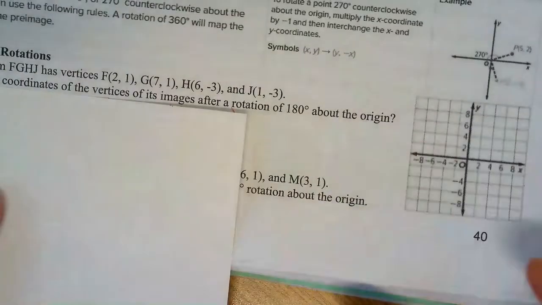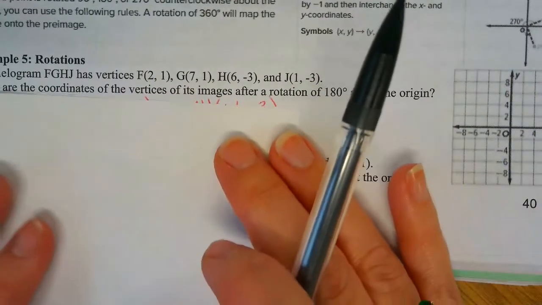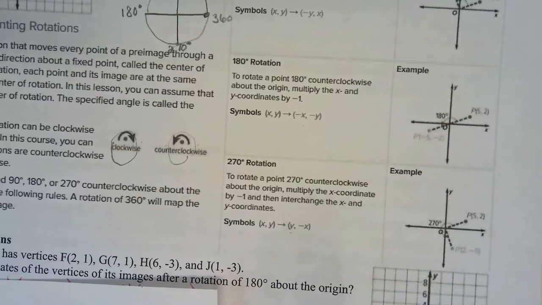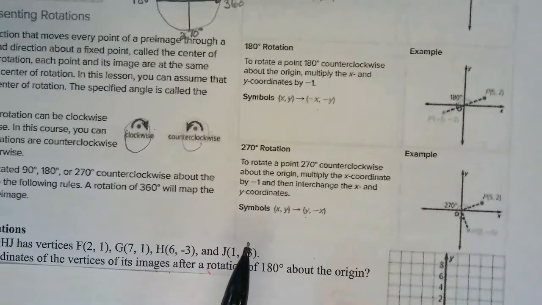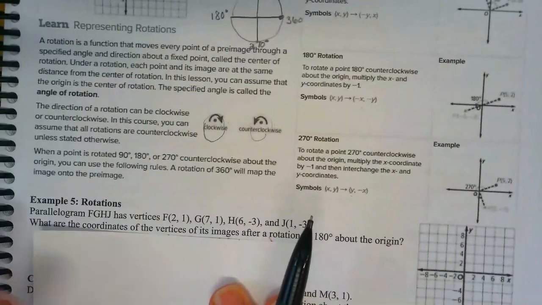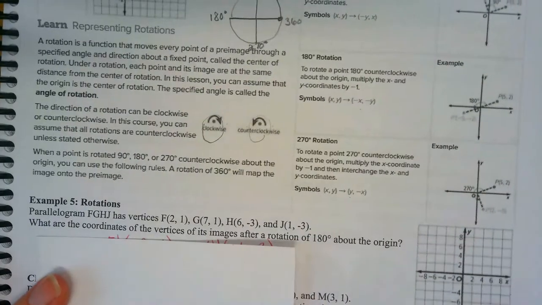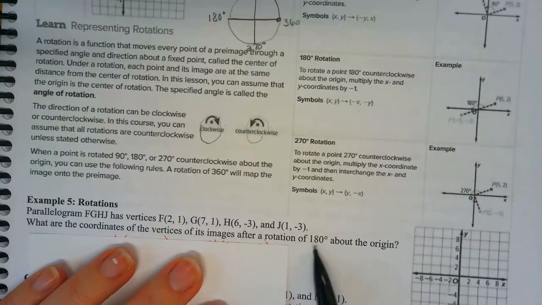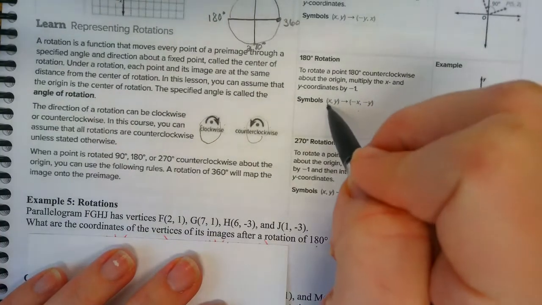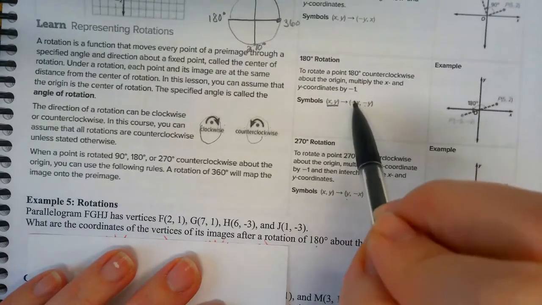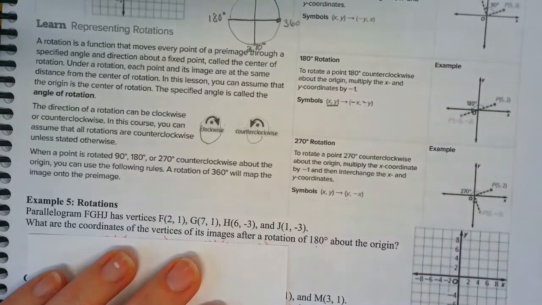Okay, so down here where we're doing rotations, you're going to want to use these formulas up here to help you figure out your coordinates. So in example number 5, it says that you've got a parallelogram with those vertices. It wants you to find the coordinates of the new ones, and we are rotating 180 degrees. So this formula here says take these coordinates and we're going to do the opposite of each of them. That's what this negative is telling you to do.